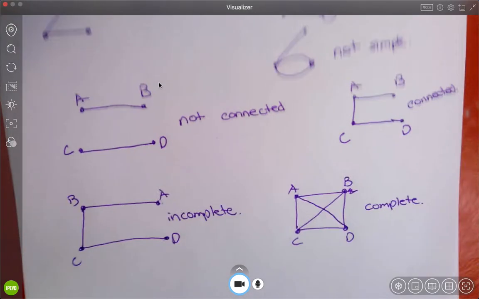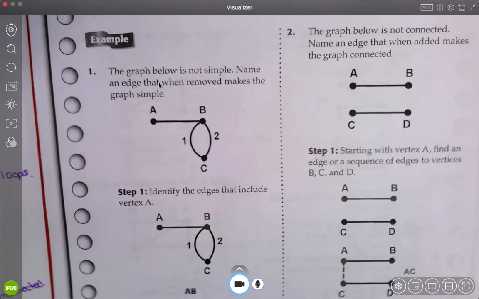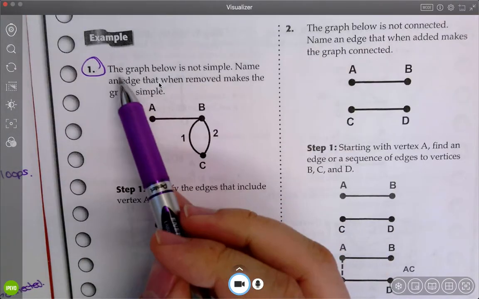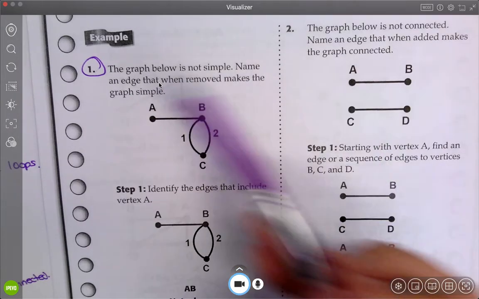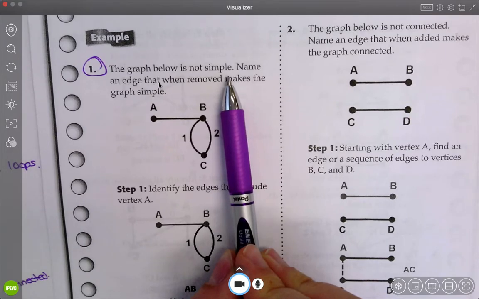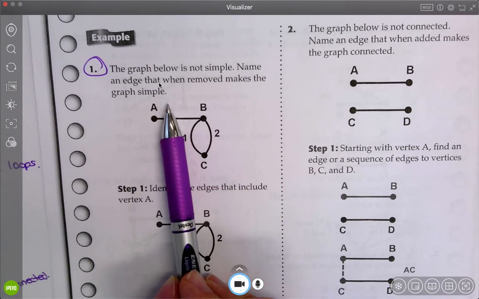Okay. So now I'm going to compare to the notes and I'm going to compare to these things at the same time. So question 1 here. It says, if you need help reading on a test, I can help you with that too. But the graph below is not simple. Name an edge that when removed makes the graph simple.